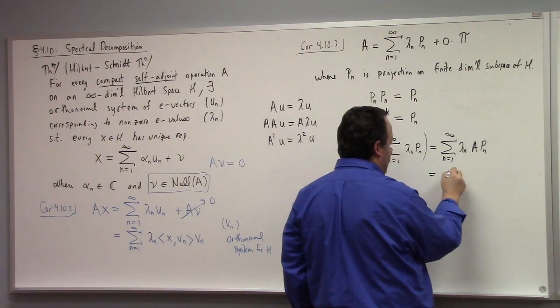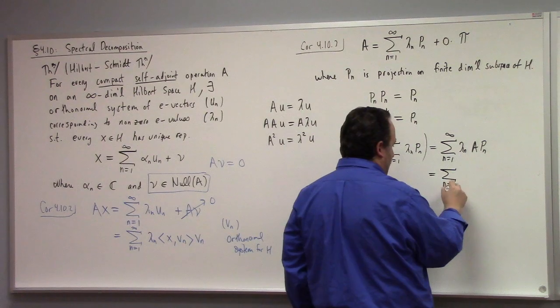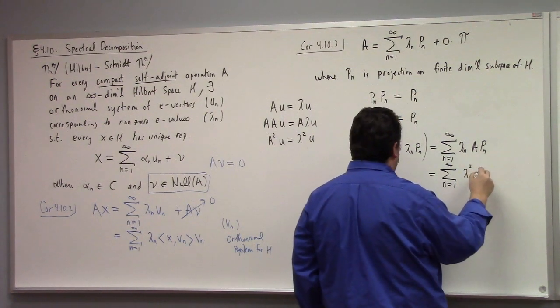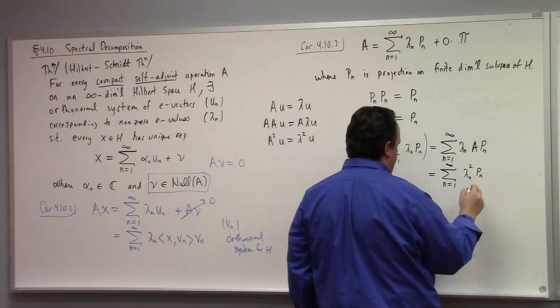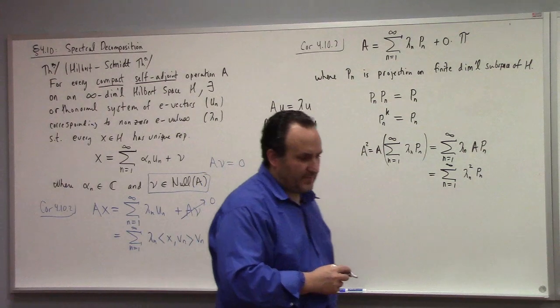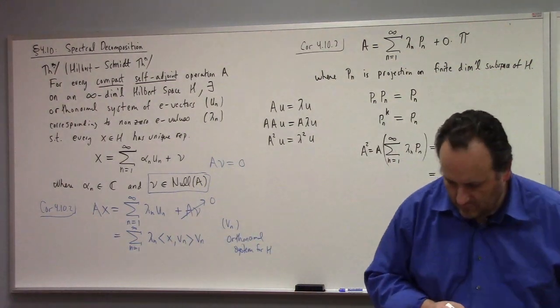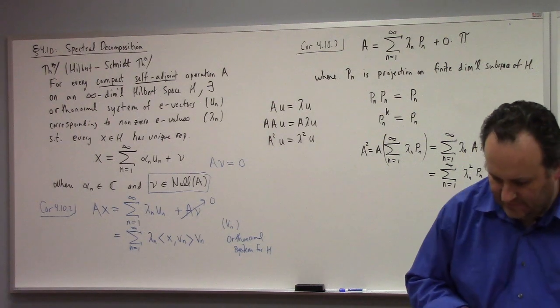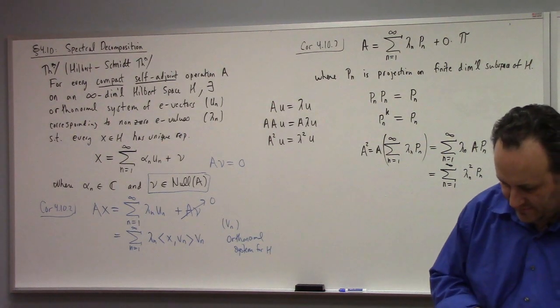Let's keep going here. So this is the sum n equals 1 to infinity, as he points out, of lambda n squared Pn. That's what he argues. He says that's because A Pn x is equal to lambda n Pn x for every x in H.